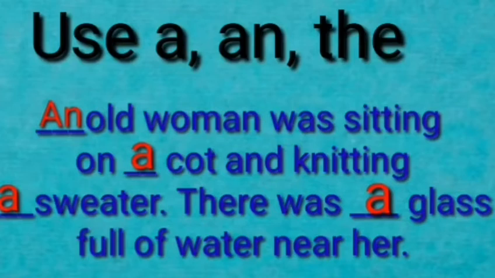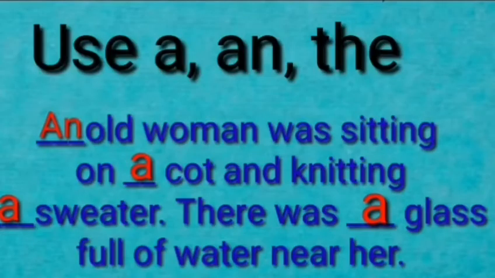O sounds vowel. So you have to use an. Cot C sounds consonant. So you have to use a. Sweater S sounds consonant. So you have to use a. Glass G sounds consonant. So you have to use a. Now we will have second part of the same question.